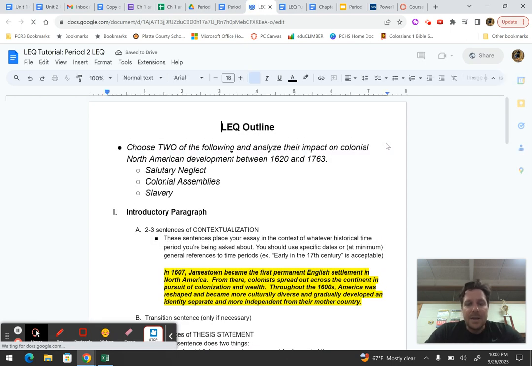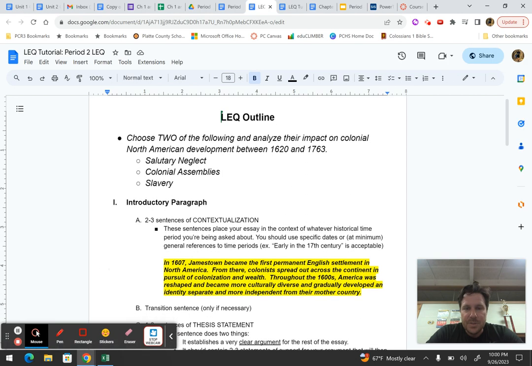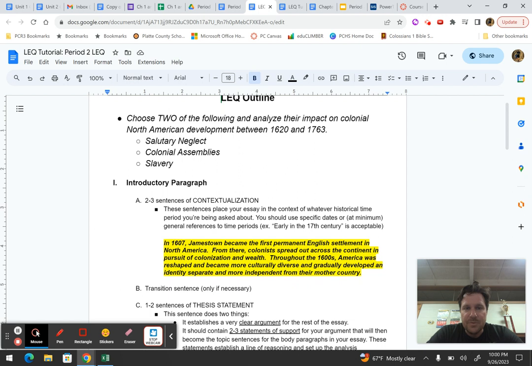So in this outline, this is a standard outline for an LEQ, which stands for long essay question. Notice the question at the top. Choose two of the following and analyze their impact on colonial North American development between 1620 and 1763. So you're reading the question, reread the question, make sure you understand what it's asking, break it down into whatever simple way you need to break it down to in order to be successful.